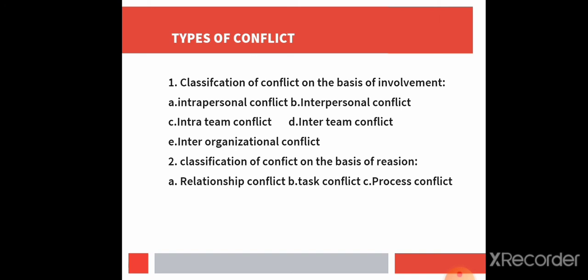Number two, task conflict. When there is a disagreement among members regarding the nature of work to be performed in the organization, it is called task conflict. And finally, process conflict. Conflict or disputes among the team members because of differences in opinions on how work should be completed is called process conflict. So these are the different types of conflict.